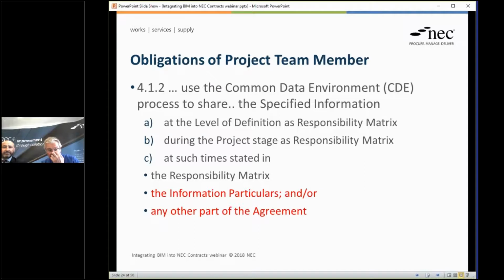Fundamental obligations of the team member is to use the common data environment. Obviously, we're going to have a completely meaningless acronym for it, the CDE, Common Data Environment, to process the responsibility matrix. So it's all in that one key document.